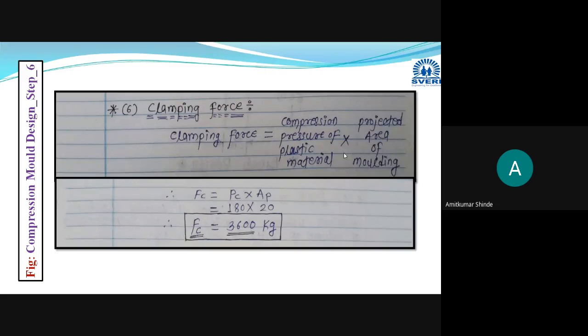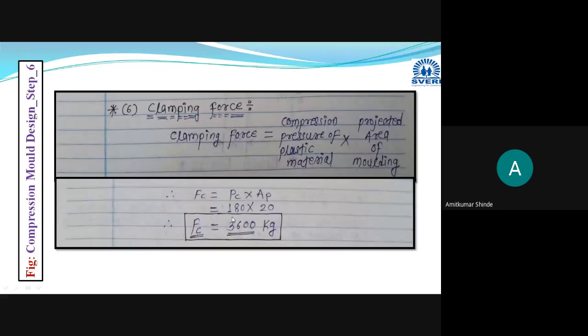Then the clamping force is calculated. It is the force required to hold both halves of the mold in the closed position against the compression pressure. That will be termed as clamping force, and it is calculated using the values of compression pressure and projected area. Just you have to take the multiplication. The material compression pressure value used in this numerical is 180, and if it is not mentioned, depending on the material you can assume it.